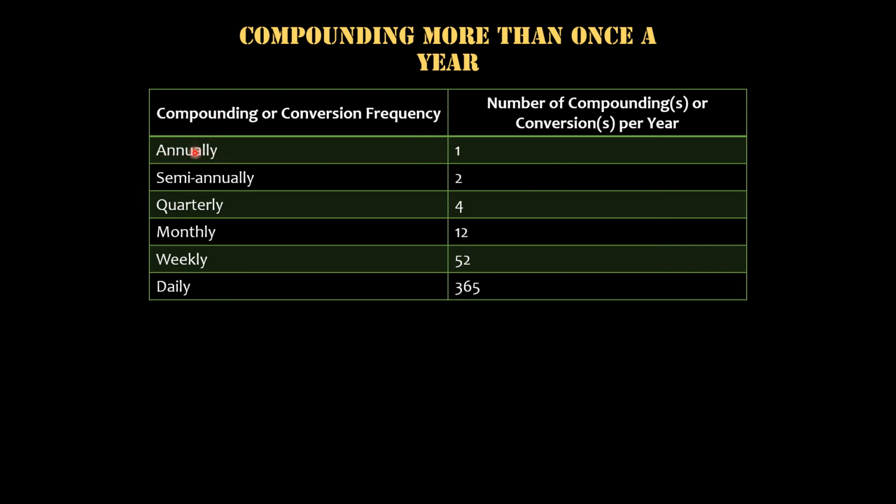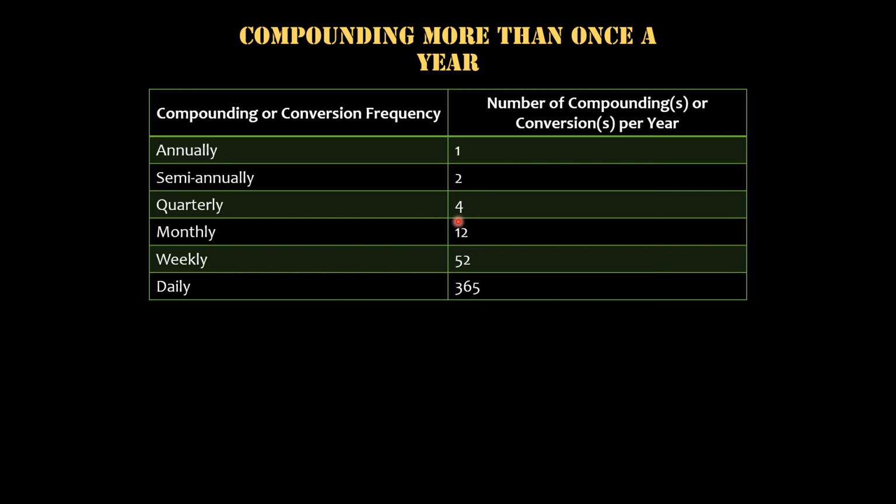So annually, aside from annually, we have semi-annually, quarterly, monthly, weekly, and daily. So annually, that is 1, isang beses lang siya kino-compound. Semi-annually, 2 beses. Quarterly, 4. Monthly is 12 times. Weekly is 52 times. Daily is 365 times. Okay. Pag kinompound siya, gamit ito. Kung hindi siya annually, kapag ganyan. So, magkakaroon tayo ng changes in our formula.